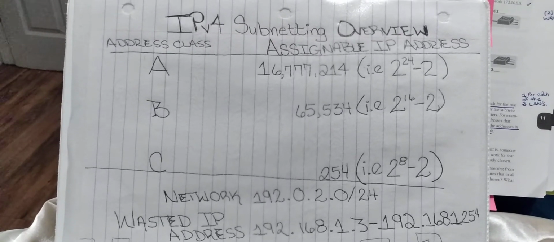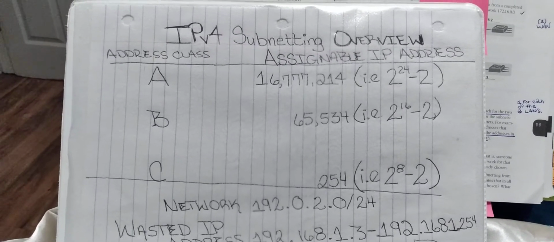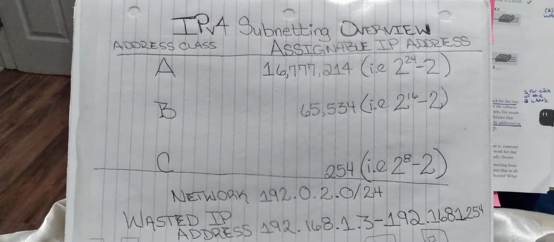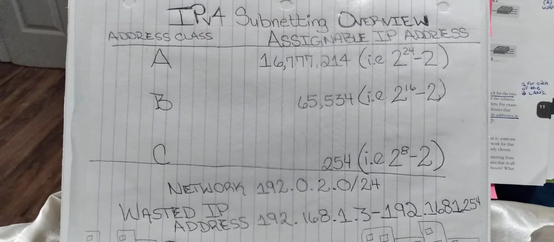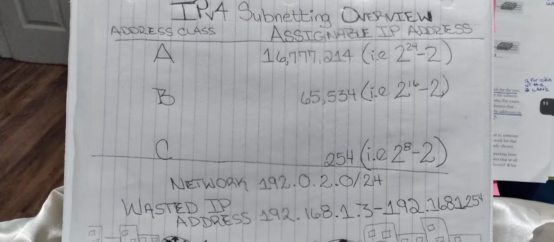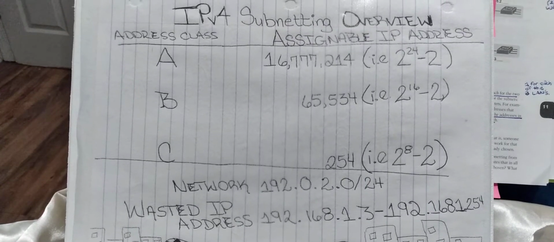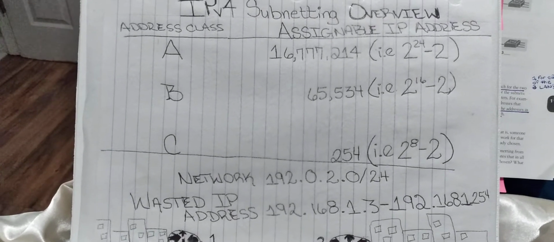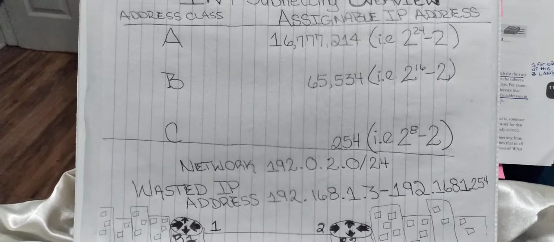So let's take a look at subnetting. Previously, we discussed the fact that we have a default subnet mask for all of our different classes of addresses, but that's not always sufficient. Matter of fact, it most likely won't be sufficient. What we can do instead is alter the subnet mask.